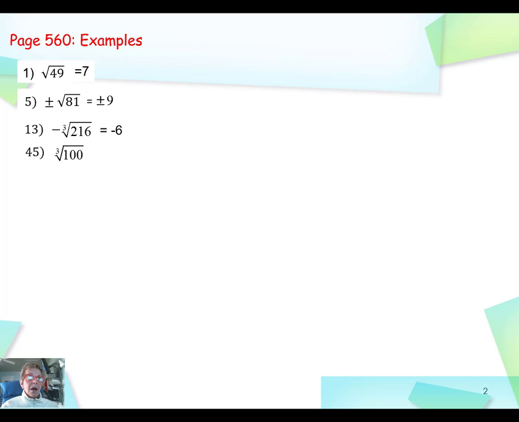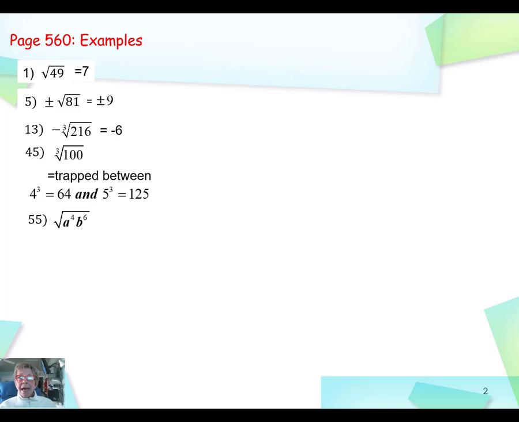45, the cube root of 100. If we want to estimate what that is, we have to trap that between two perfect cubes, and we would trap it between 4 cubed, which equals 64, and 5 cubed, which equals 125. So we can estimate the cube root of 100 to be about 4.5.